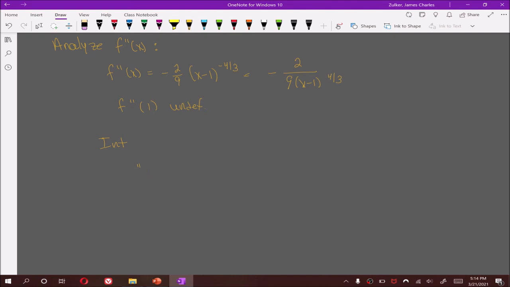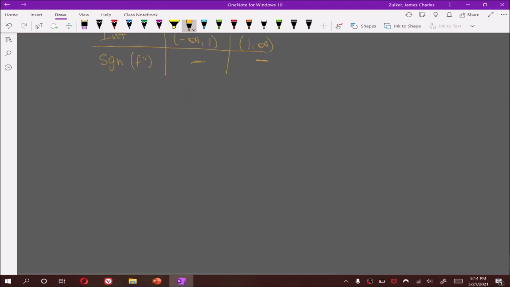Let me start that over. So we go minus infinity to 1, and then 1 to infinity. Here we will get minus, minus, so there's no inflection point. It is strictly concave down.